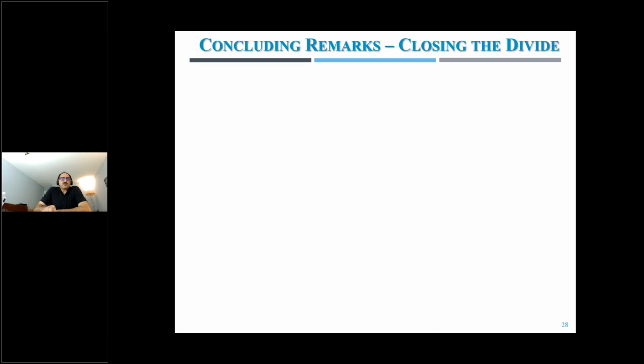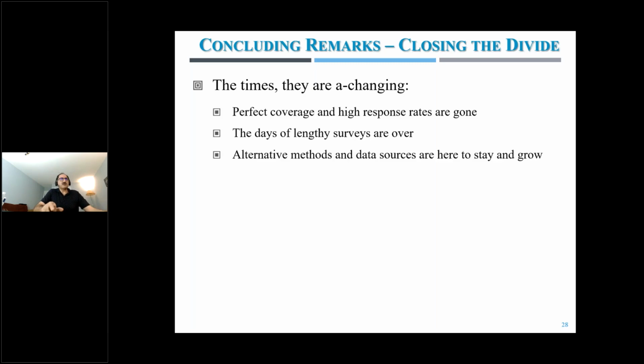How can we go about closing this divide? Again, no argument that times are changing. Perfect coverage and perfect response rates are gone. For example, the Office of Management and Budget, OMB, still insists on response rates that are north of 80%, yet there is no single survey, even government surveys, that can produce 80% response rates. Days of long and arduous surveys are over. I know it's a tough conversation with your clients, but if your survey goes over 15, 20 minutes, you're basically collecting random numbers.